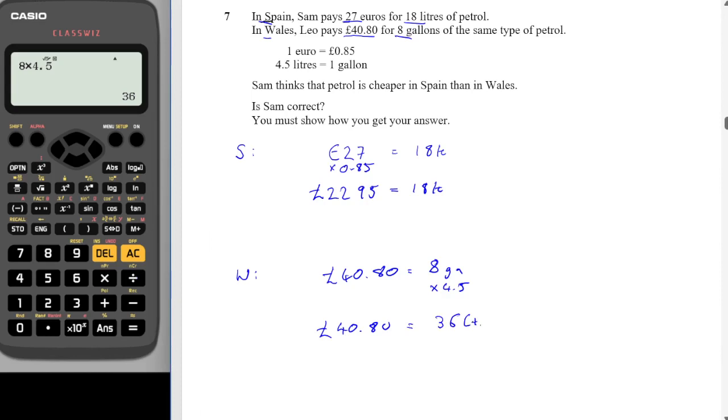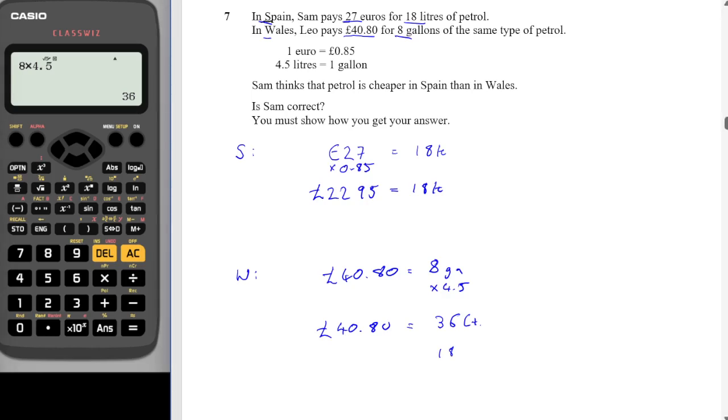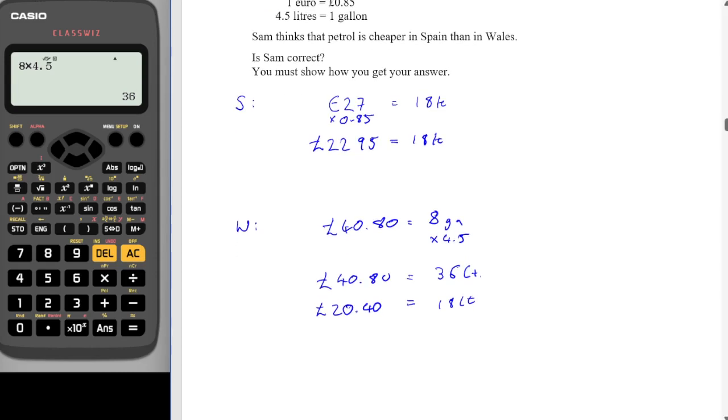Right. So at this point, I want a consistent unit, and this one is actually twice this one. So what I'm going to do is I'm just going to halve this one. So the price, so I'm going to halve both of these, so that would give me 18 litres. So I've got the same amount of petrol, but from Wales that's only going to cost me £20.40.